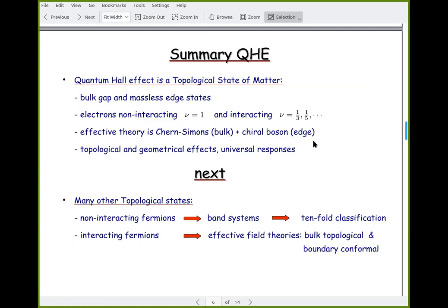Or maybe 25 years. So now we're going to speak about other topological states, in particular the topological insulators. Again, there is a difference between interacting and non-interacting fermions. For non-interacting fermions, there is a way to characterize the topological states in terms of electron bands, and this gives rise to the tenfold classification, as we will see. In the case of interacting fermions, the band system is not useful, and then one has to resort again to an effective field theory, which can incorporate both interacting and non-interacting fermions. This effective field theory will be built using the same tricks we have been discussing before. So there will be a topological theory in the bulk, and there will be massless excitations on the boundary. So let's see how this comes in little by little.